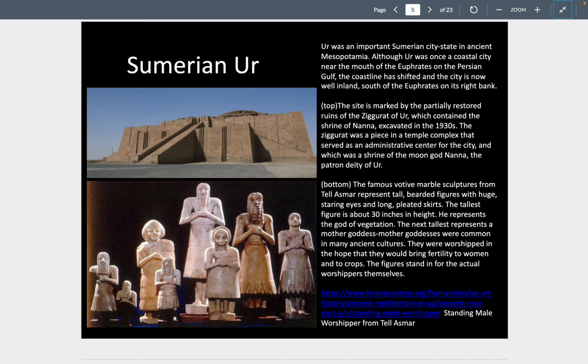In the bottom, we're looking at the votive sculptures that we found from Tel Asmar. They range from just a few inches to 30 inches tall, and they are carved out of stone. What's really interesting about this art are the wild, staring eyes. These sculptures are standing in for people praying. So rather than you praying 24-hour days to keep favor with the gods, they are praying for you. These votives are standing in for you, never blinking, always making sure that the gods are getting their praises.